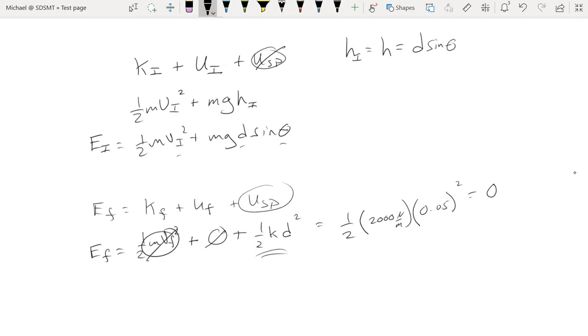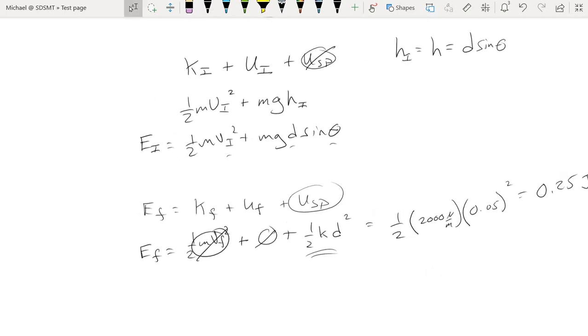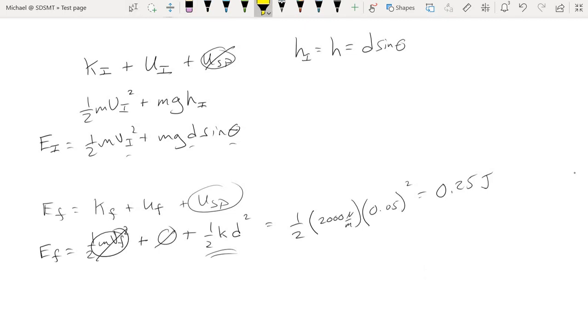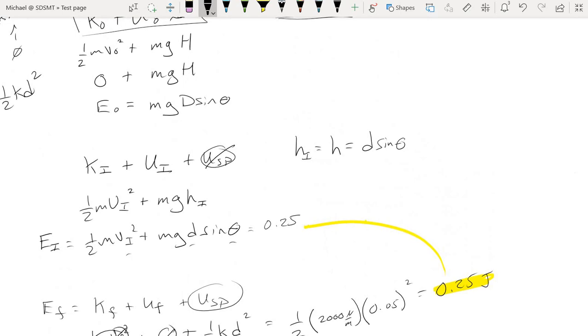And I am getting 0.25 joules. Is that right? Seemed kind of low, but well, that might just mean that we have a very, very small incline. All right, well, that's the total energy in the system. Not very much. But that means that we now have 0.25 joules for the energy at the other two locations that we've considered.